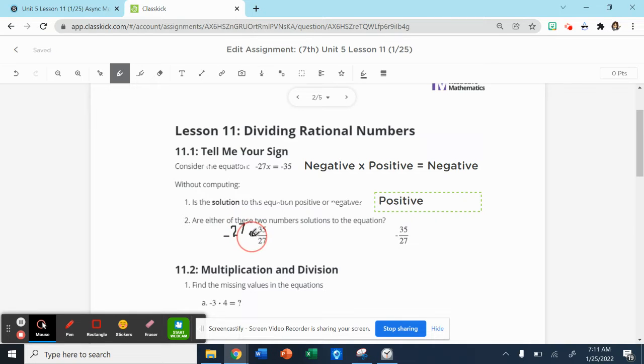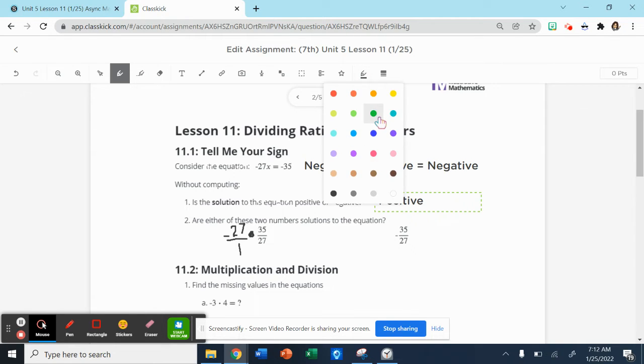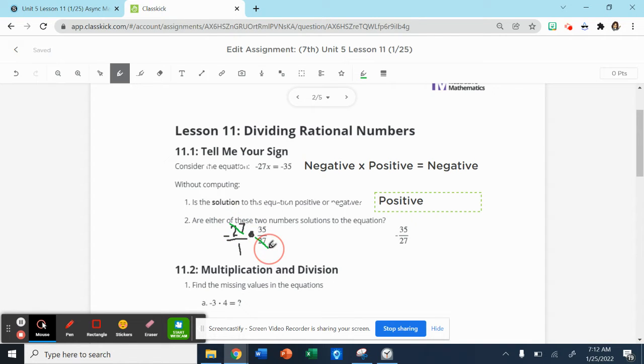times 35 over 27. Now remember, when I'm multiplying a whole number times a fraction, I can either multiply my whole number times my numerator and leave the denominator the same, or I can think of it as 27 over 1. So I know that I am multiplying negative 27 times 35 over 1 times 27. But because I'll end up with a 27 in my numerator and a 27 in my denominator, those two cancel out, and I simply end up with a solution of negative 35.